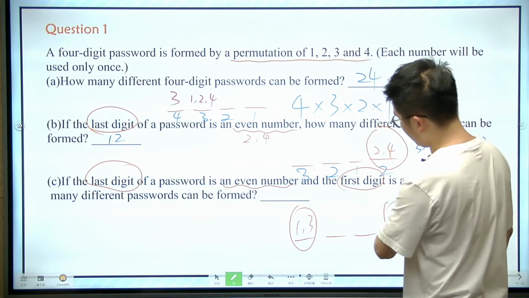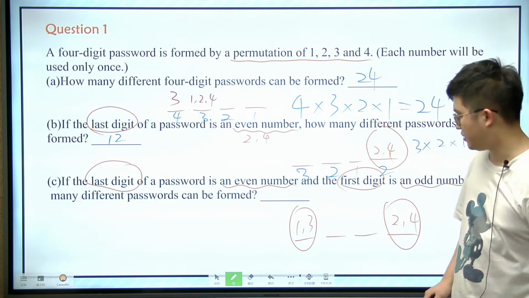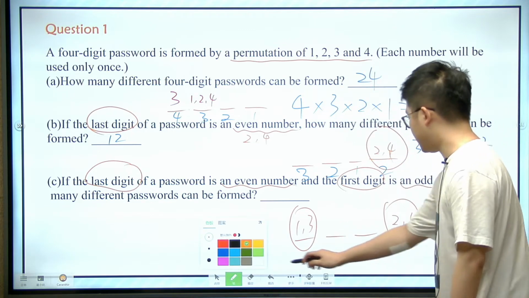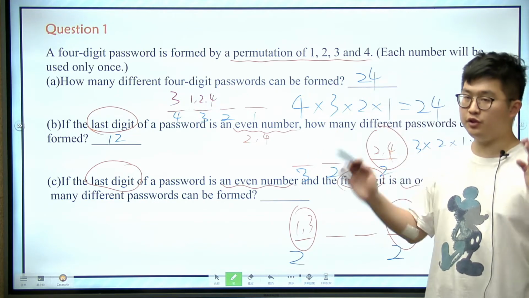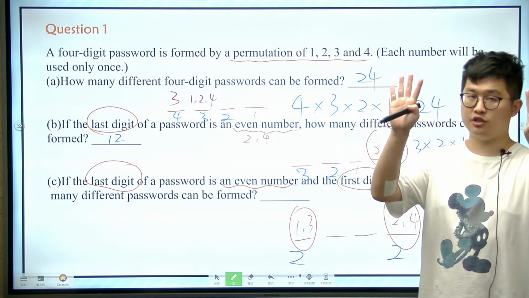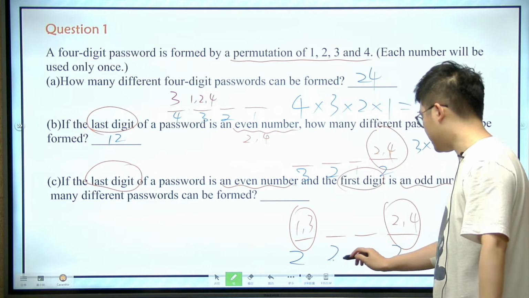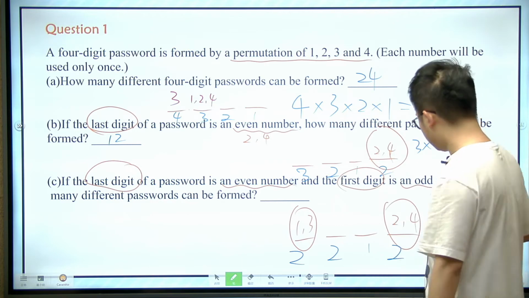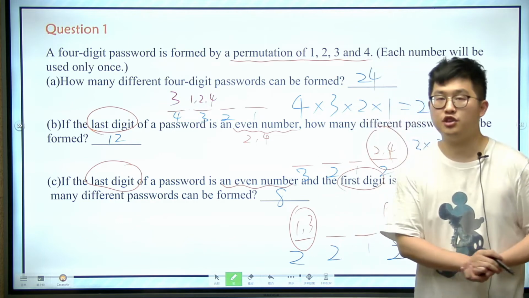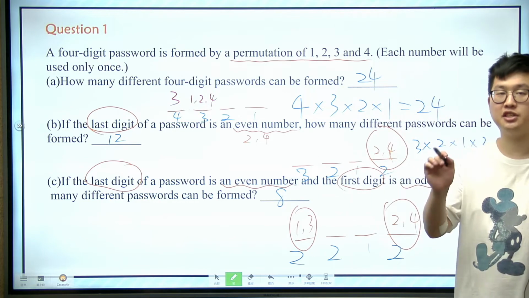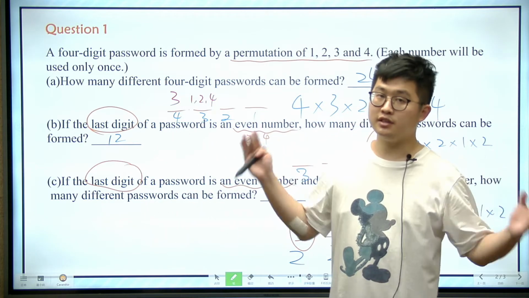Luckily, the numbers for these 2 blanks are quite different. So we have 2 choices here and 2 choices here. Now we've used 2 of the 4 numbers, so only 2 numbers are left: 2 choices here and 1 choice here. So 2 times 2 times 2 times 1 would be 8. So 8 different passwords. This is the answer and how to solve question number 1.